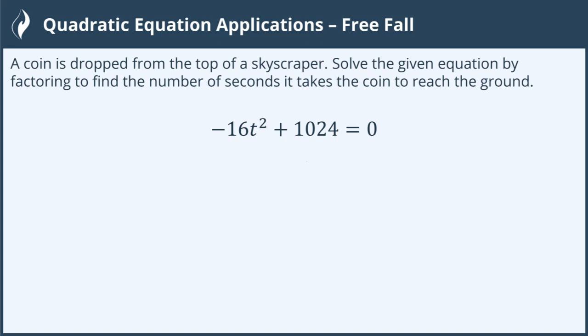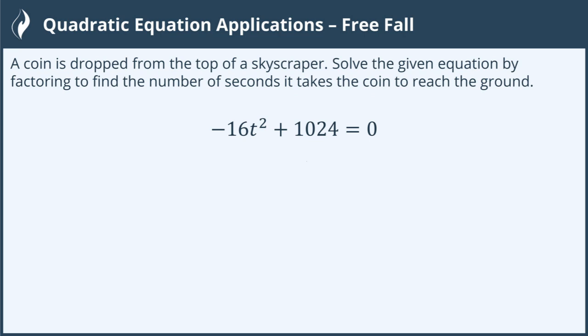In this video, we are working on the objective quadratic equation applications, free fall. Example says, a coin is dropped from the top of a skyscraper. Solve the given equation by factoring to find the number of seconds it takes the coin to reach the ground. And they gave us the expression negative 16t squared plus 1024 equals 0.